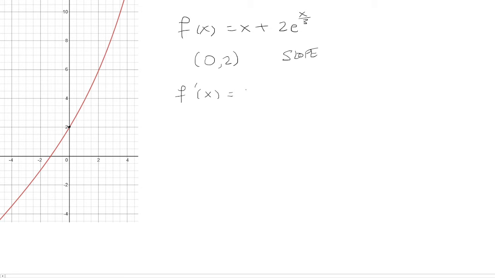So the derivative of x is 1. And then take the derivative of 2e^(x/3). Plug in x = 0. We get 1 + 2/3, which is 5/3.